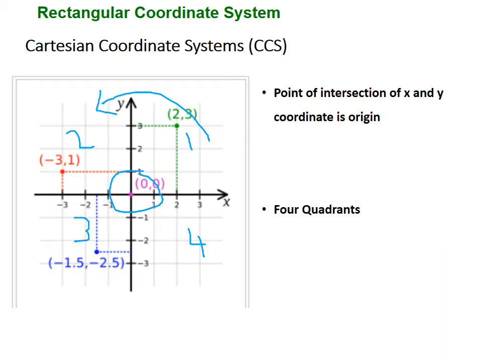If you take any point in quadrant 1, both the values are positive, the x value and y value are positive. In the second quadrant, x value is negative and y value is positive. In the third quadrant, both the values are negative, and in the fourth quadrant, x is positive and y is negative.